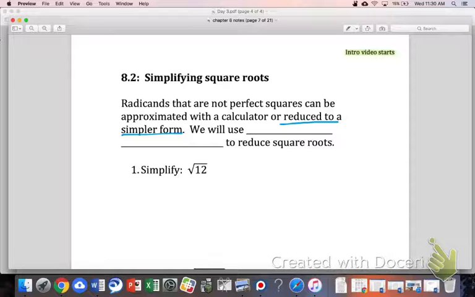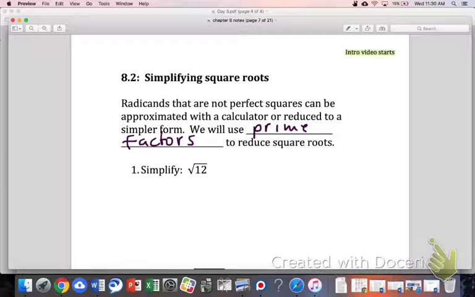Last time we did look at how you could use a calculator to help. Today we're going to take the calculator away, and the way that we do that, we will use prime factors to help us reduce square roots. So the factor trees that we've done in the past will help us with this.